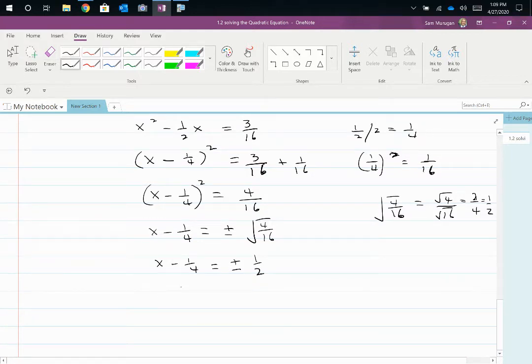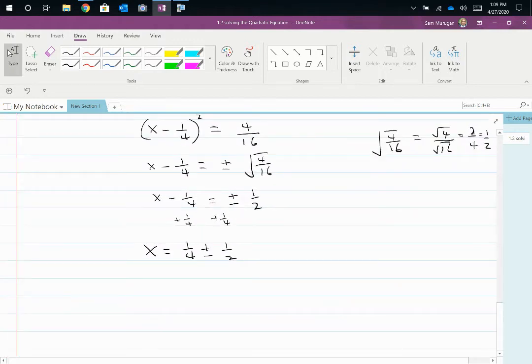Add 1/4 to both sides. Gives us x is equal to 1/4 plus or minus 1/2. So x is equal to 1/4 plus 1/2, which is equal to 3/4, and x is equal to 1/4 minus 1/2, which is negative 1/4. So your two solutions are 3/4 and negative 1/4.